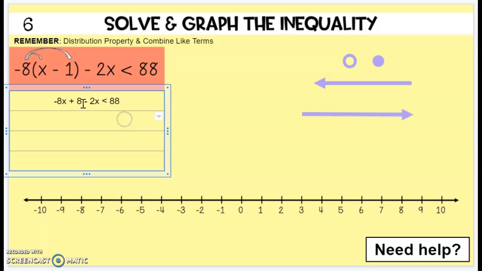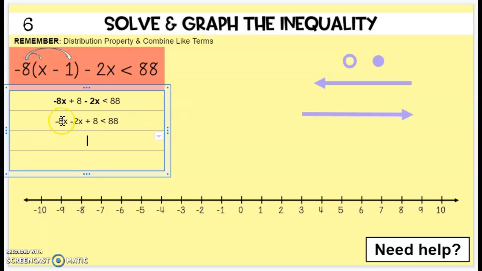Now I need to combine my like terms. I am going to bold these terms so that you know which terms we are combining. So I have a -x minus 2x. I'm going to write that out so you can actually see how that works. And then I'm going to bring down my +8 less than 88.